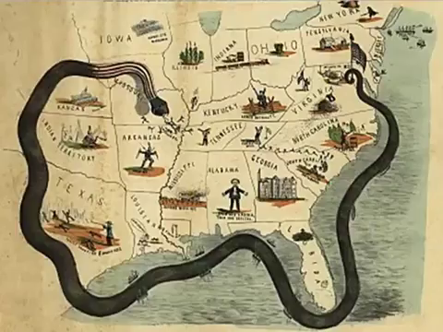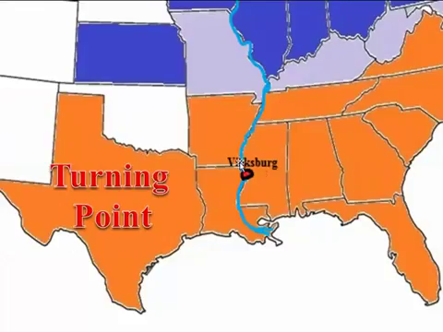So geographically, Vicksburg, the city, lies right on the Mississippi River in the state of Mississippi. And if the North can get control of Vicksburg, it can get control of New Orleans down here, it can get control of the Mississippi River, and split this South into two different regions. These Confederate states over here against these Confederate states. So Vicksburg is going to be a turning point of the war.